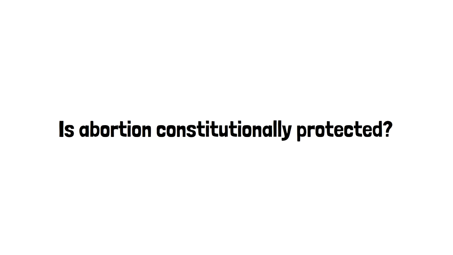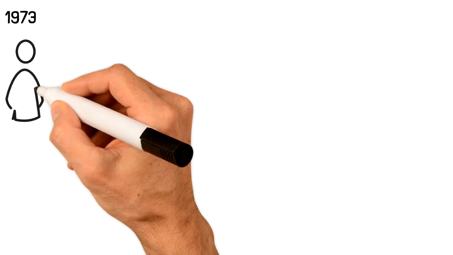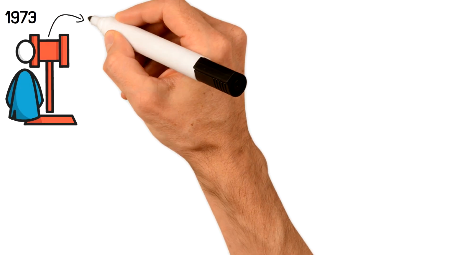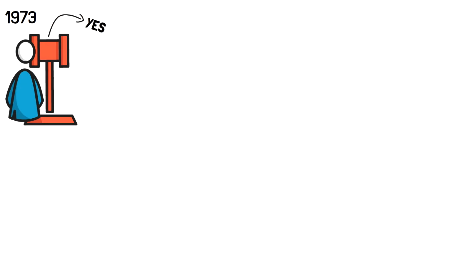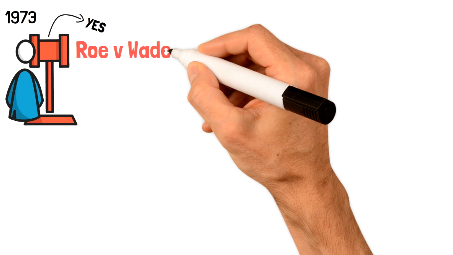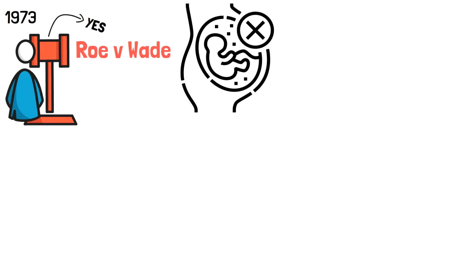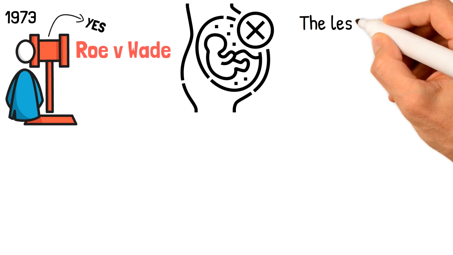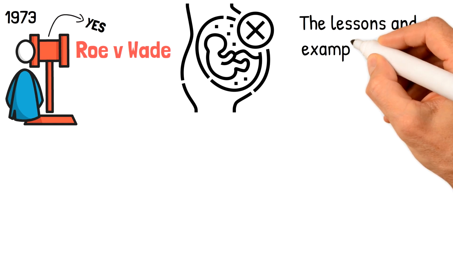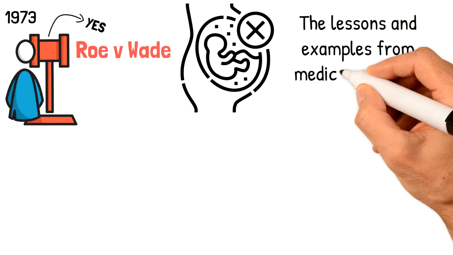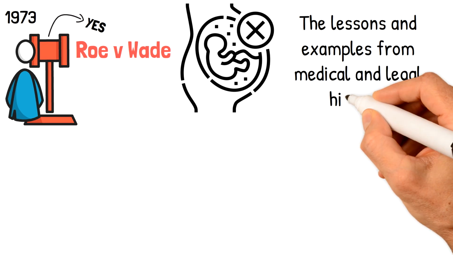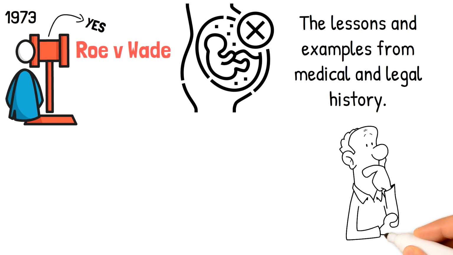Is abortion constitutionally protected? In 1973, the United States Supreme Court argued yes. That year, the court handed down its landmark decision in Roe v. Wade, where the justices concluded that the Constitution protected a woman's right to obtain an abortion. The main reason they provided comes from, quote, the lessons and examples from medical and legal history. What are the examples from medical and legal history the court is referring to?